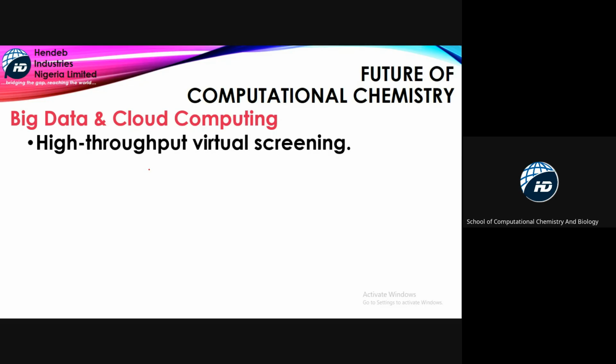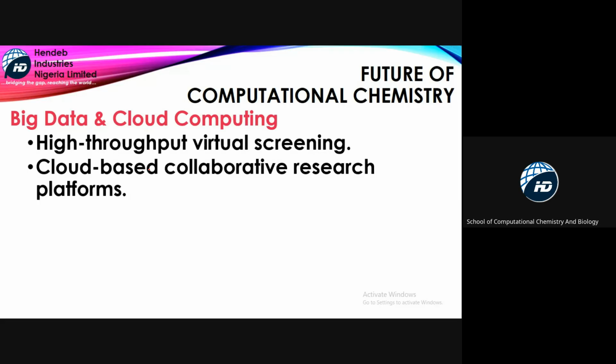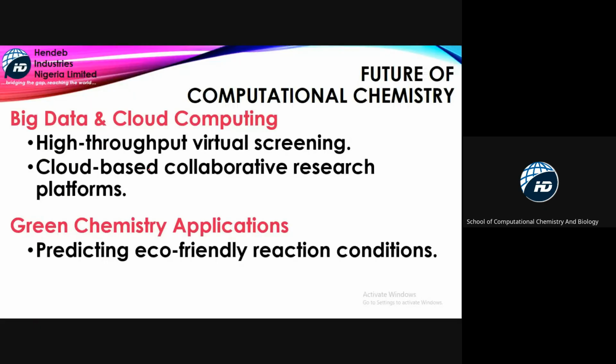Here we can do high throughput virtual screening. Instead of doing only virtual screening, you can screen millions of compounds at the same time in the cloud. Not the way you are doing it with PyRx, where you load 50 compounds at a time so that the system will not overload. Now you can do high throughput virtual screening, HTVS. Then cloud-based collaborative research platforms: we try to partner with some platforms that can enable us to do that work. That is the future.